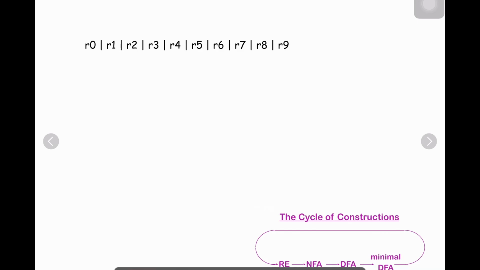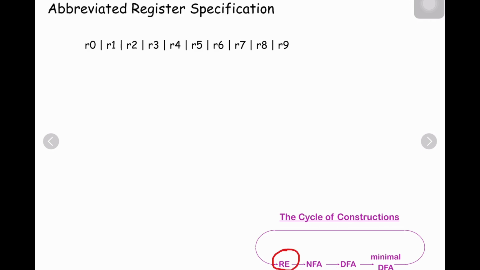Let us see one of the example here. I take that as a cycle of construction here. What is the input required here? A regular expression. This is an abbreviated register specification. You might have seen this in any electronics subject, with the registers from 0 to 7.